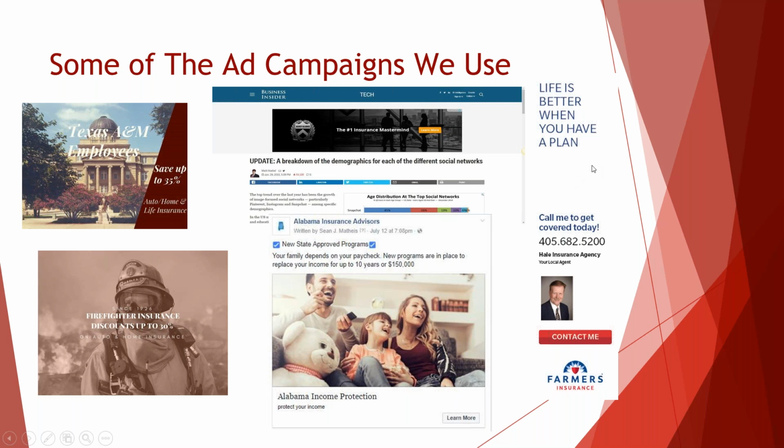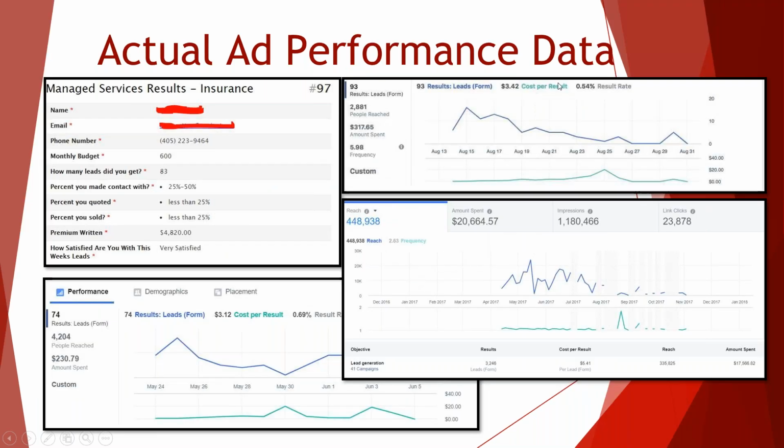Here's an example of one of our clients that we use the retargeting ads with. This is what's called a leaderboard display ad, so his ad would show up somewhere like that on the Oklahoma websites. Here's an example of some of the incognito strategies. This one is an income protection ad campaign that we use. Here's some ad performance data. This is actual performance data. A lot of times people say, let me see some of the ads you use. There's some of the ads that we use. We've got hundreds of these, completely customized to what you're looking for.